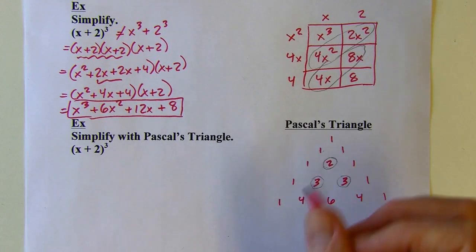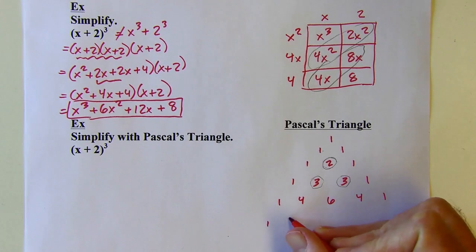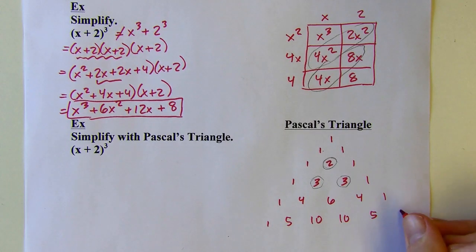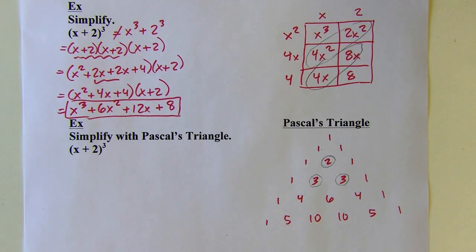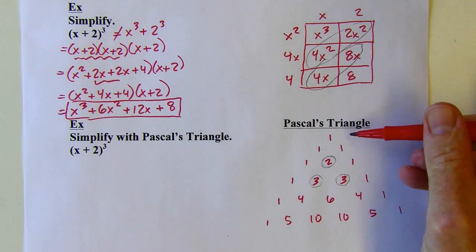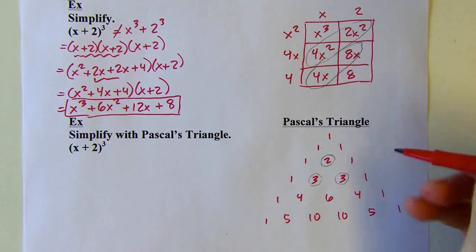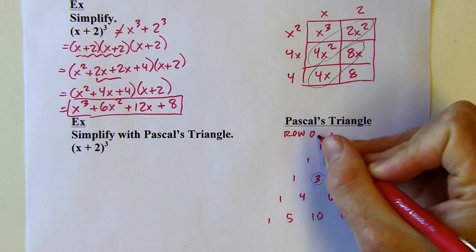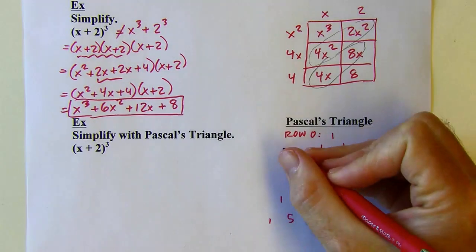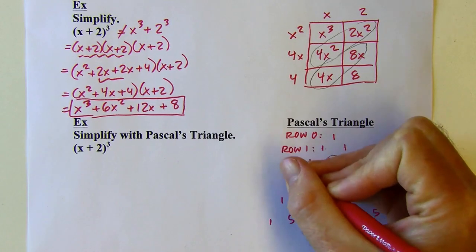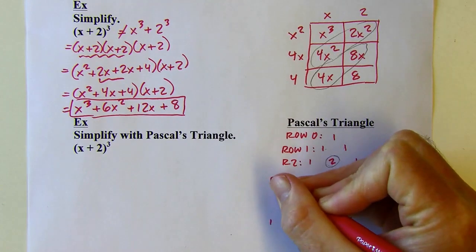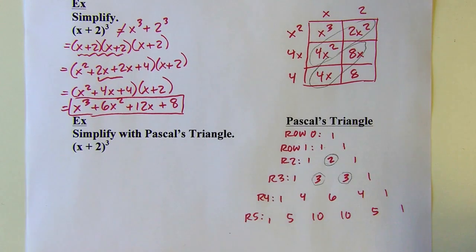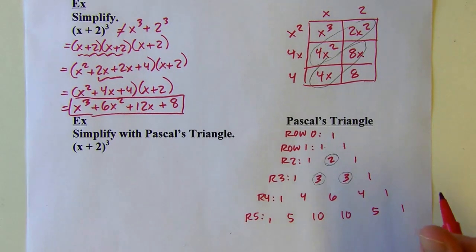Okay, I'll go one more row. Okay, so there's Pascal's triangle. These are all called rows, right? And you might think that the top row would be row 1, but you'd be wrong. This is actually row 0. Okay, and then I've got row 1 right here. This is row 2, row 3, and so forth. Again, this goes on infinitely, but that's more than we need for this problem.